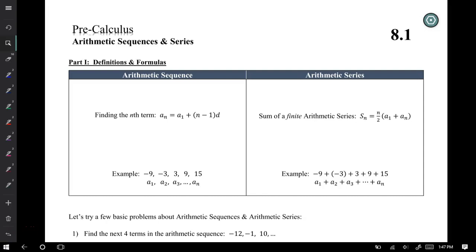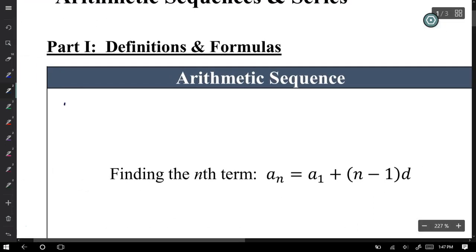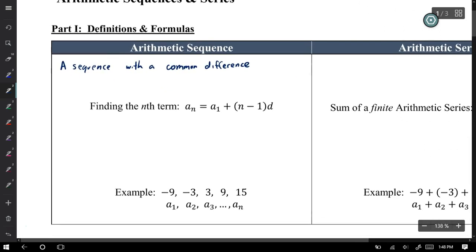In this video series, we're going to look at arithmetic sequences and series, the first lesson in Chapter 8. To start, we're going to first examine what is an arithmetic sequence. An arithmetic sequence is a sequence with a common difference. And what that means is you are going to be adding a number repeatedly in the sequence. And we can see that with this example down below.